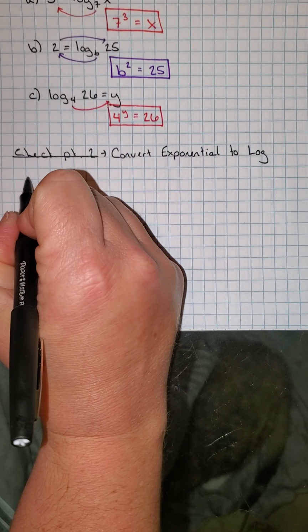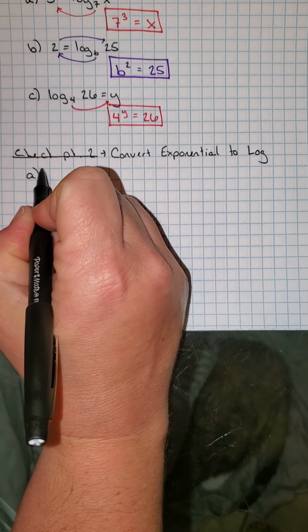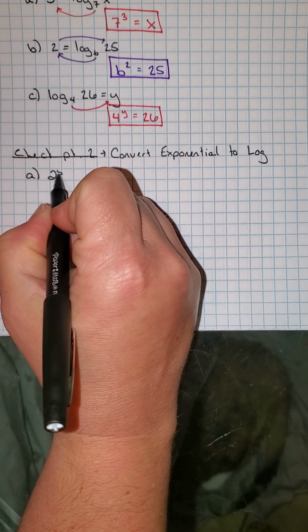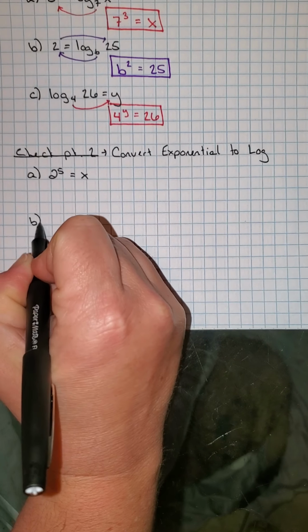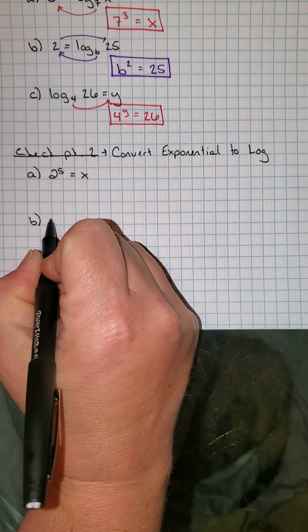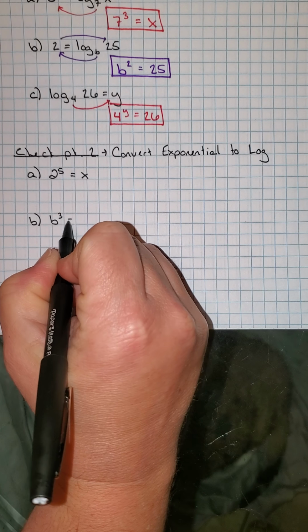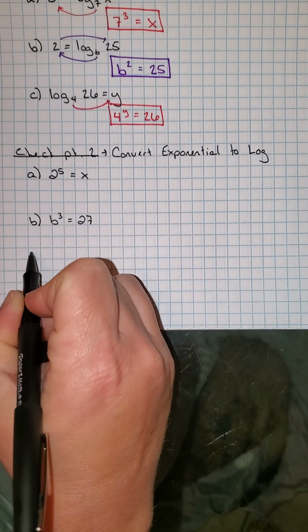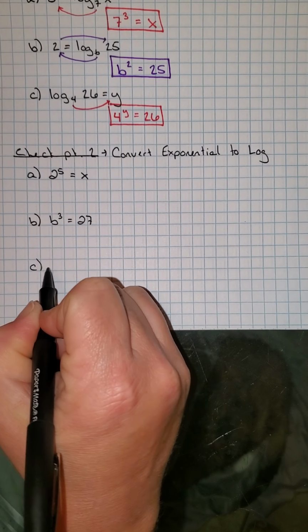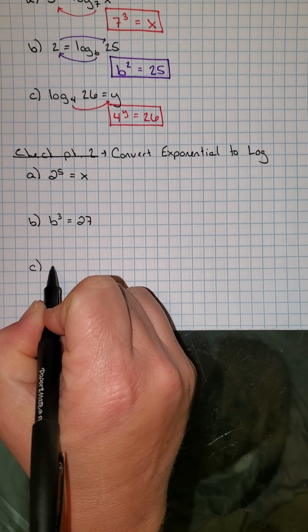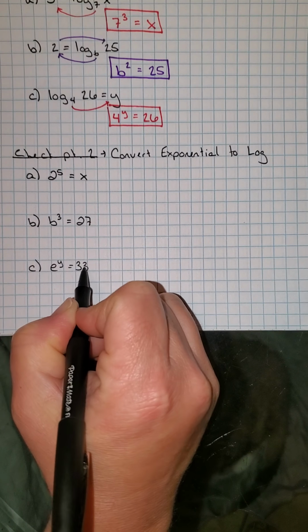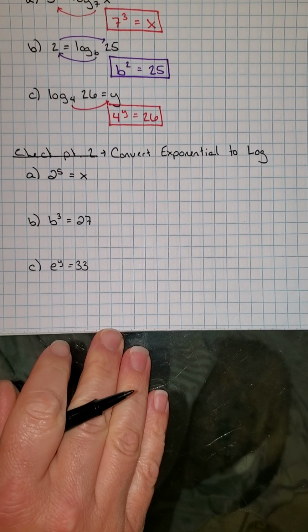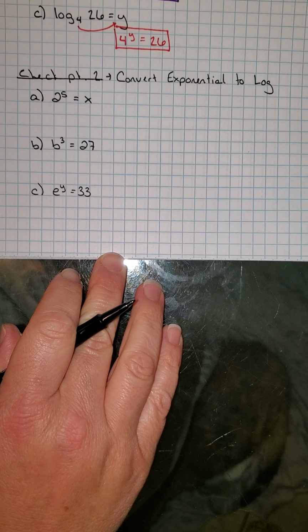All right, so problem A. We have 2 to the 5th equals x. For problem B, we have b to the 3rd equals 27. And for C, we have e to the y equals 33. All right. So we're going to do that very similarly.